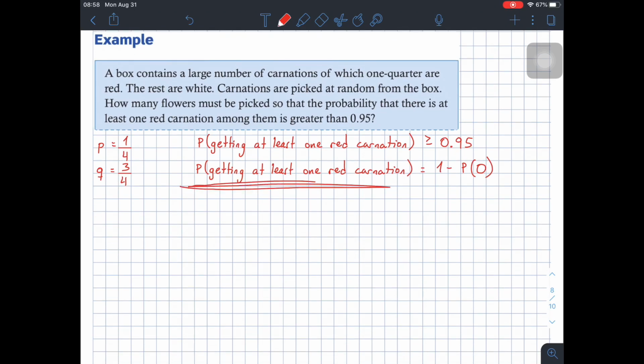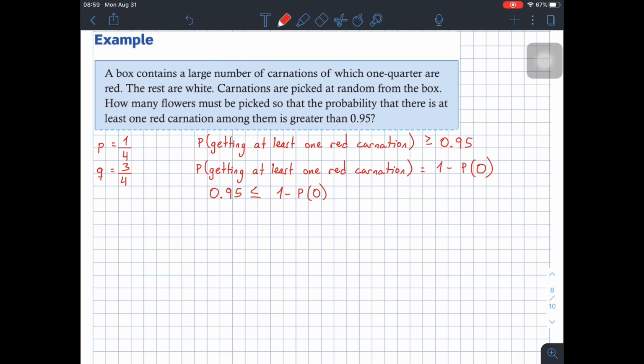We know that the probability of getting at least one red carnation must be a value which should be greater or equal than 0.95. So this is the probability of getting at least one red carnation. And we know that getting at least one red carnation is the same as saying 1 minus the probability of getting 0 red carnations. So here we have an equation, well, actually in this case it's an inequality, where we can find how many flowers must be picked in order to get at least a probability of 0.95 to get at least one red carnation, okay? So let's write this information down.